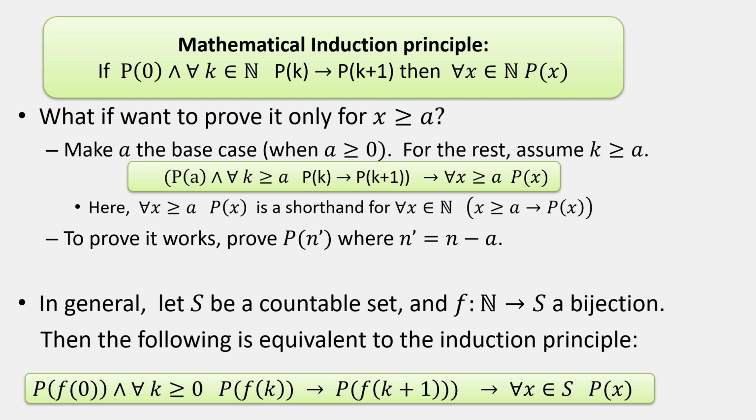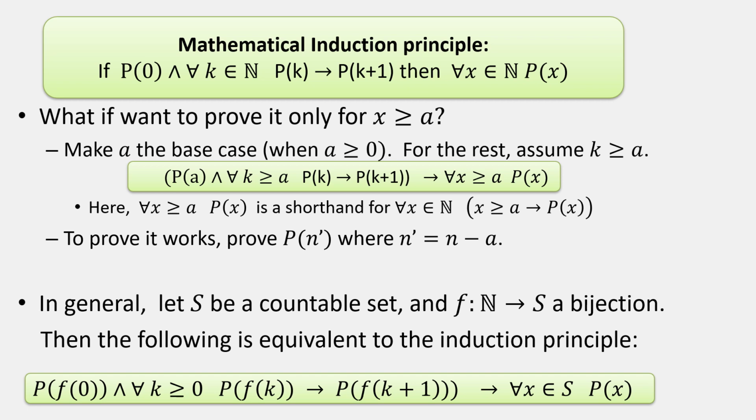Well, the n prime will start at 0. We are just shortcutting and combining those two things together. Just say our base case starts at a. And in general, this works for all sorts of countable sets. Induction works not only for natural numbers. You could do induction on strings, you could do induction on pairs of things, on all sorts of things. And again, the reason for that is the same.